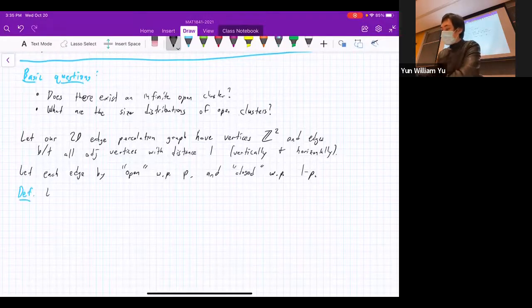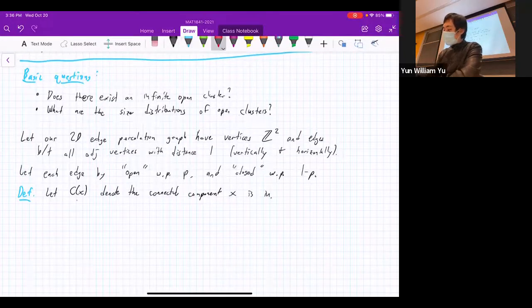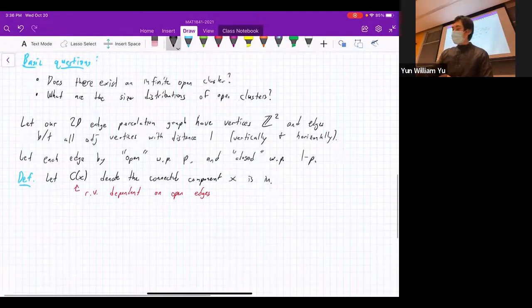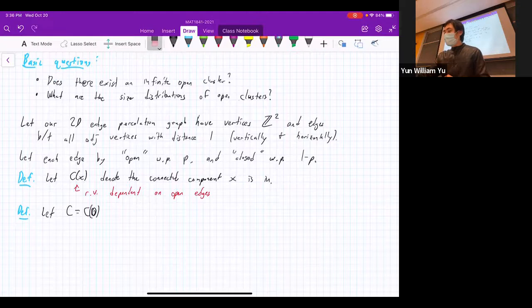Okay, so let's define a couple things. Let C(x) denote the connected component of x in a 2D edge percolation in this graph, the component x is in. And of course, this is a random variable dependent on open edges. So whenever I talk about a component, I will be talking about an open component, because it doesn't make sense to talk about a component that uses both open and closed edges, because that's just the entire lattice. And since this is an infinite lattice, you may as well just talk about the component C0, because everything is equivalent by translation.